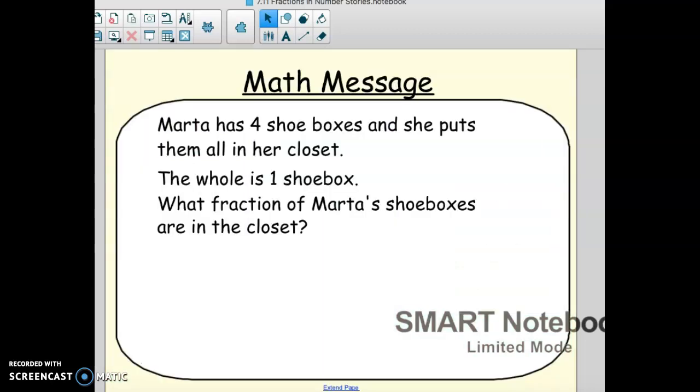Let's start with our math message. Marta has 4 shoeboxes and she puts them all in her closet. The whole is 1 shoebox. What fraction of Marta's shoeboxes are in the closet? Please make sure to draw pictures or use fraction models to help you. Pause the video now to give yourself time to solve.